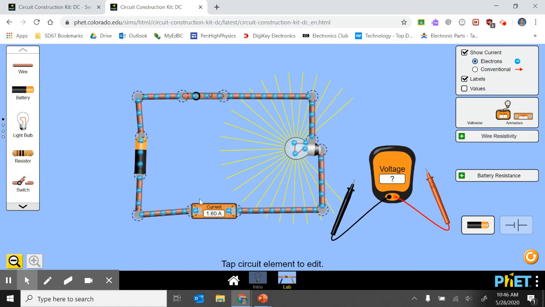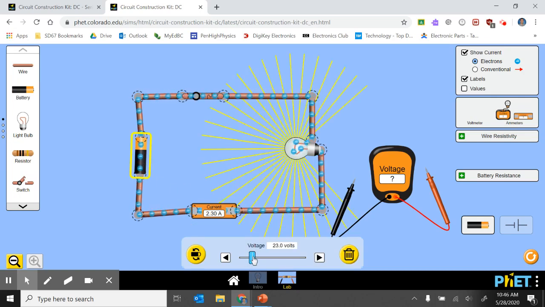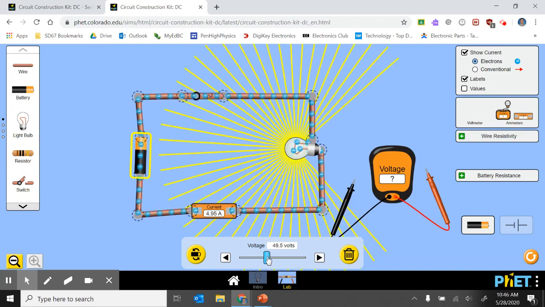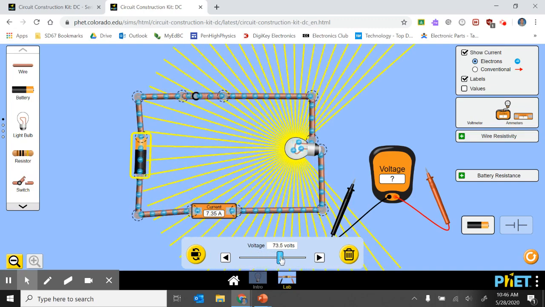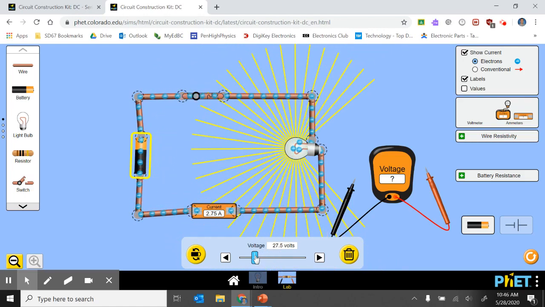So the ammeter is really just measuring how many electrons are passing through this meter in a certain amount of time. With this applet, I can click on different things like the battery and pump up more voltage through this, and we'll see what happens to the current. More voltage, more current. More current, more light.